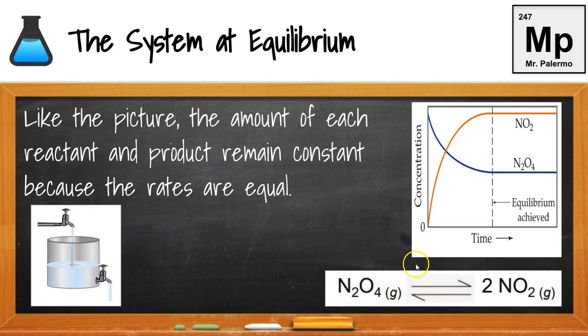If initially I start out with N2O4, which is very high, as that starts to get used up to make our product NO2, NO2 starts to increase. Eventually, the rates become equal, and when they become equal, the amounts don't change. They stay constant at equilibrium.